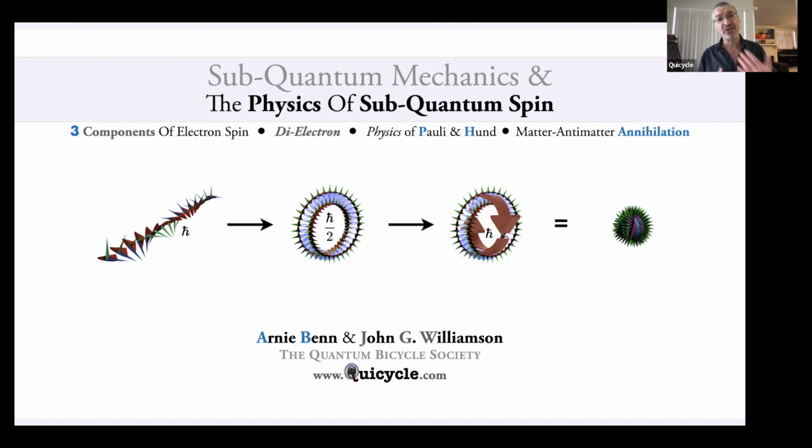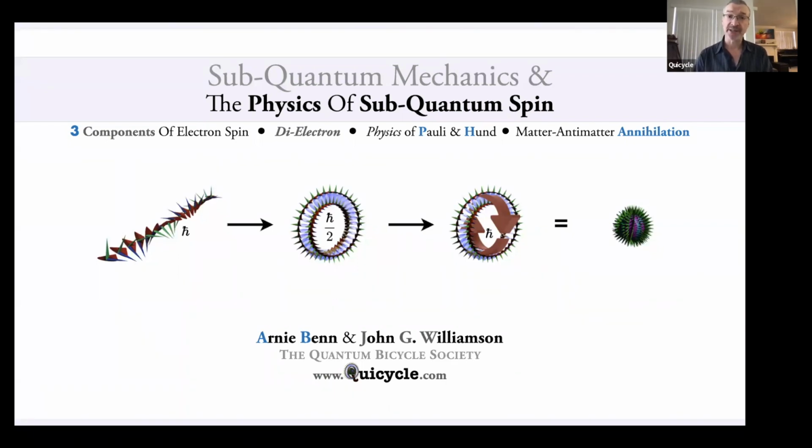How do these relate to the formation of the di-electron, the electron bond? And then we're also going to look at the physics behind the Pauli exclusion principle and Hund's second rule. Why do these principles do what they do? And lastly, we're going to do a little conjecturing about what a physical mechanism might be involved in matter-antimatter annihilation.